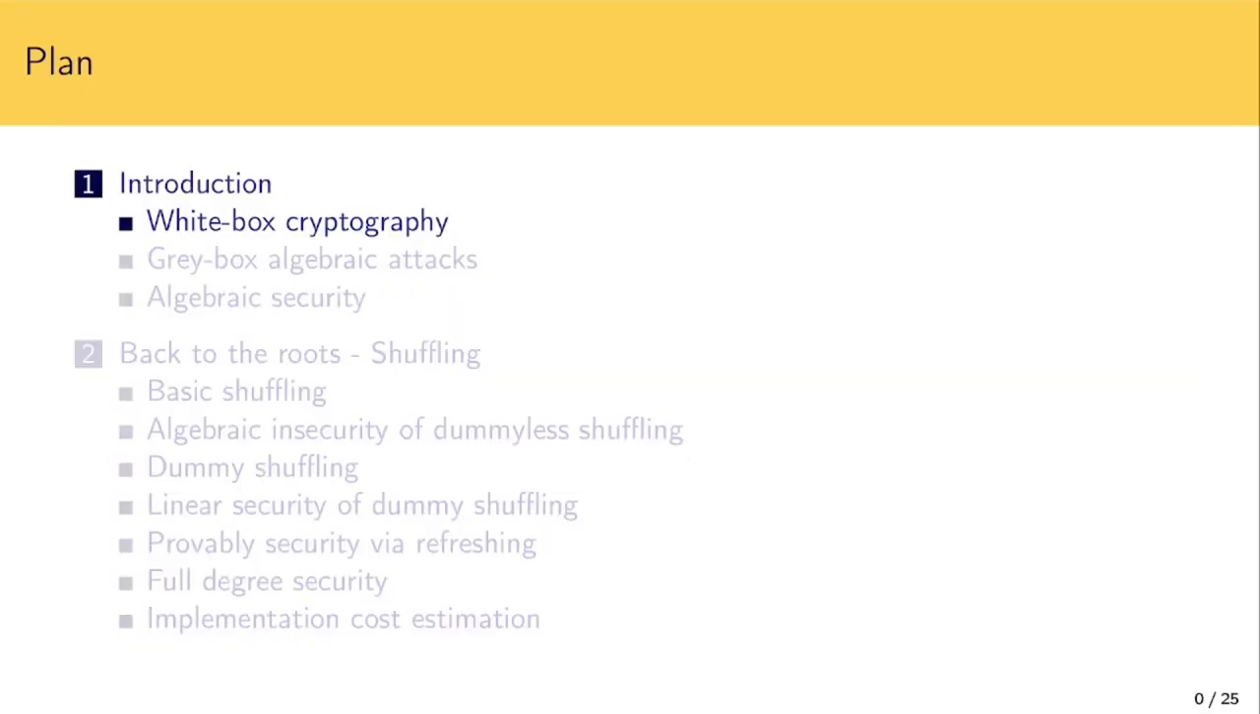I will start with a brief introduction to white box cryptography, followed by gray box algebraic attacks and algebraic security, which are the main topics of this work. The main part of the talk is about shuffling and how it should or should not be used to protect against algebraic attacks. Let's start.